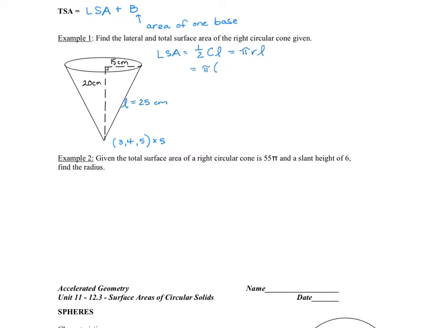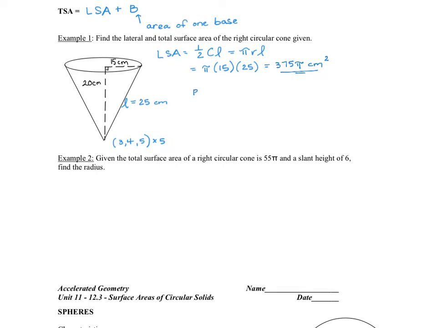I have pi times the radius of the base, which is 15, times the slant height, which is 25. And in exact form, that will give us 375 pi centimeters squared as our lateral surface area.